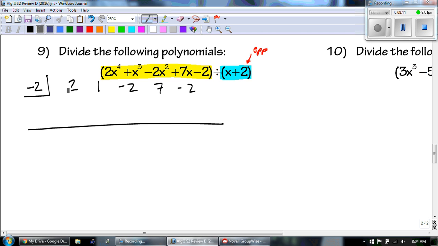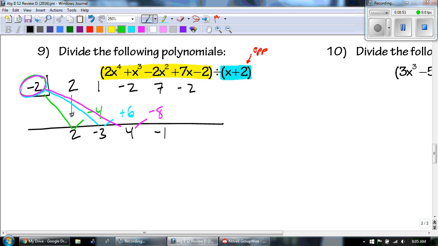Okay, so we drop down the 2, and then we do negative 2 times 2, which is negative 4, and then we subtract. 1 minus 4 is negative 3, and then we do it again. Negative 2 times negative 3 is a positive 6. Negative 2 plus 6 is 4. Negative 2 times 4 is negative 8. And then 7 minus 8 is negative 1.